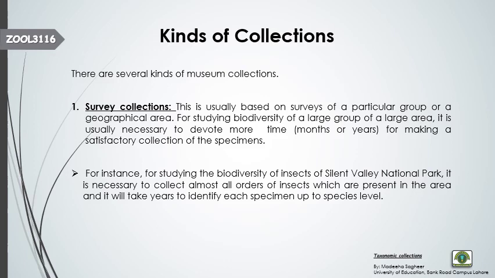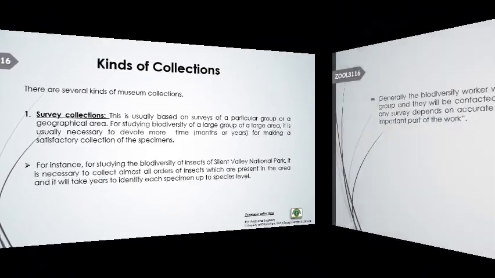So what we do in survey collection, first we decide what we want to survey. Either we want to survey a particular area, or we want to survey a particular group of organisms. If we want to survey the particular area, then we will go to that area and look for all the biodiversity, suppose of insects, present in that area. It will take much time, because once we have collected all the biodiversity, we have to identify all of it up to at least the species level.